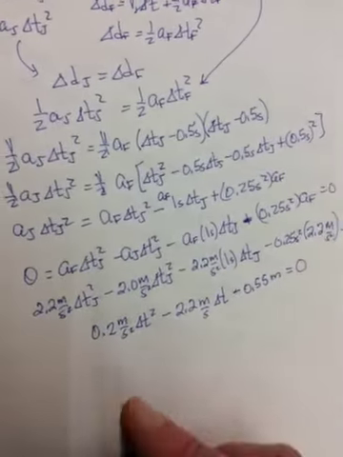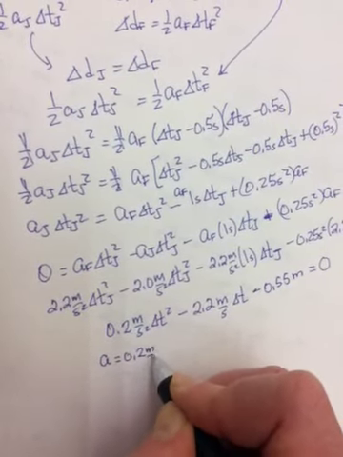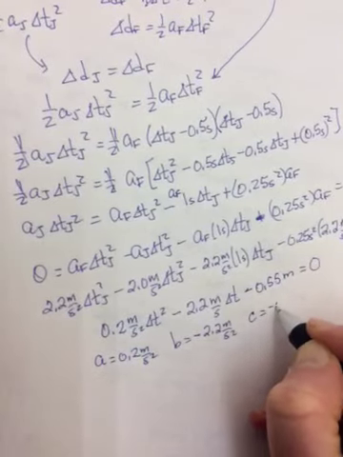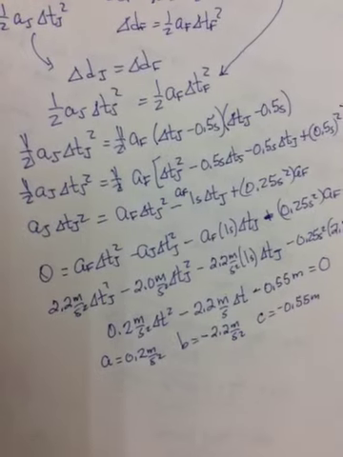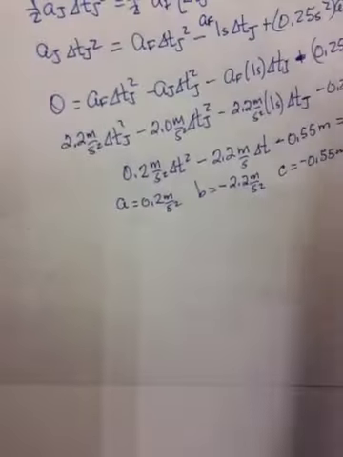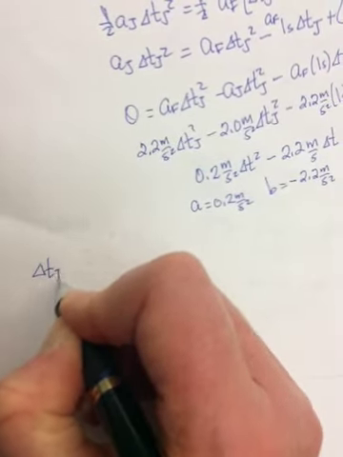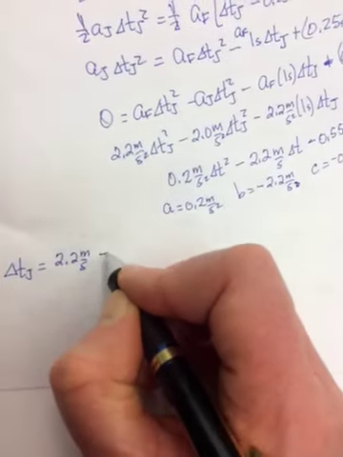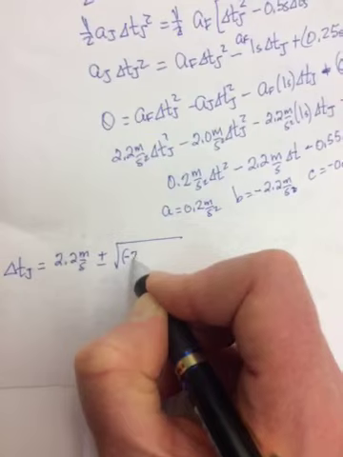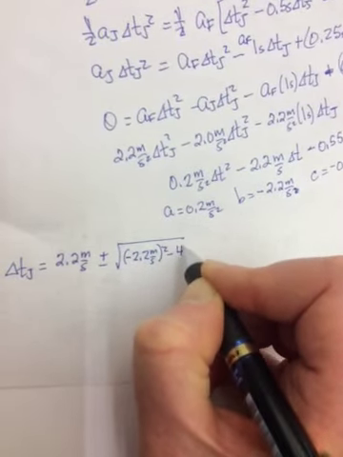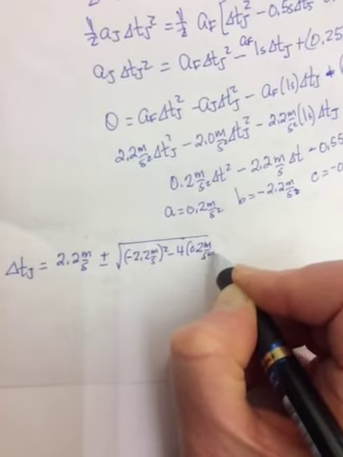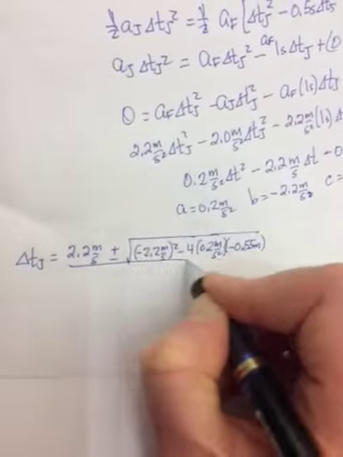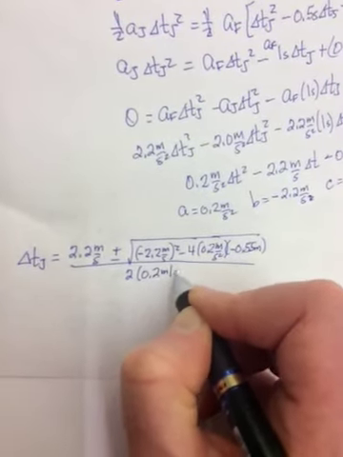Okay, and so now we have our quadratic. There it is, where our a is equal to 0.2 meters per second squared, our b is equal to negative 2.2 meters per second, and our c is equal to negative 0.55 meters. Okay, and so now we're going to do exactly like what we did in the last one. We're going to do delta t of Jerry is equal to negative b, so negative negative 2.2 meters per second. Plus or minus the square root of b squared, so negative 2.2 meters per second, squared, minus 4a, 0.2 meters per second squared, c, negative 0.55 meters, and then it's all divided by 2a, 0.2 meters per second squared.